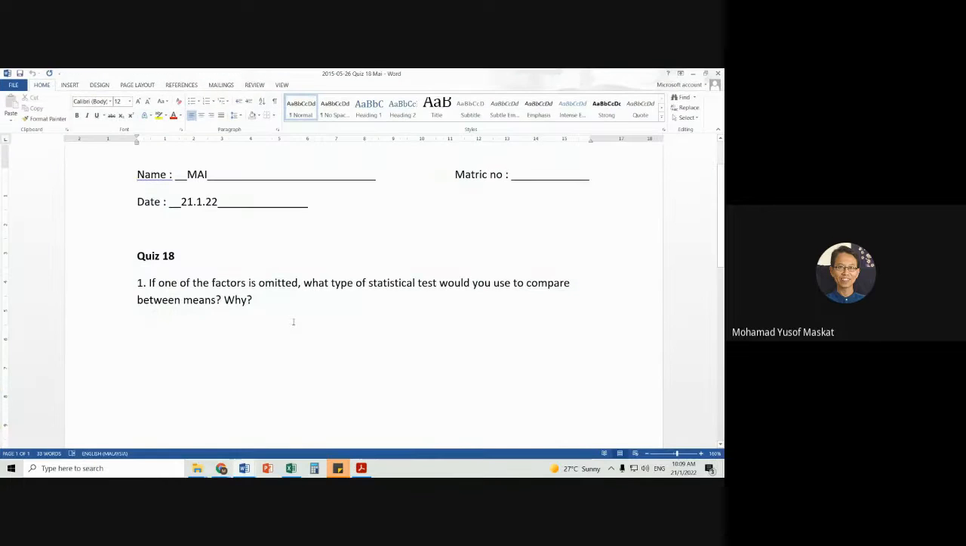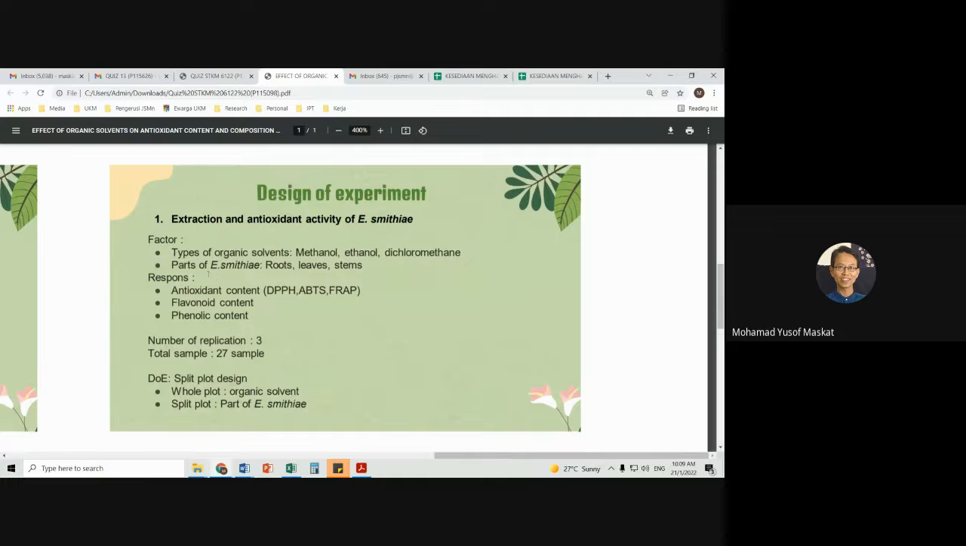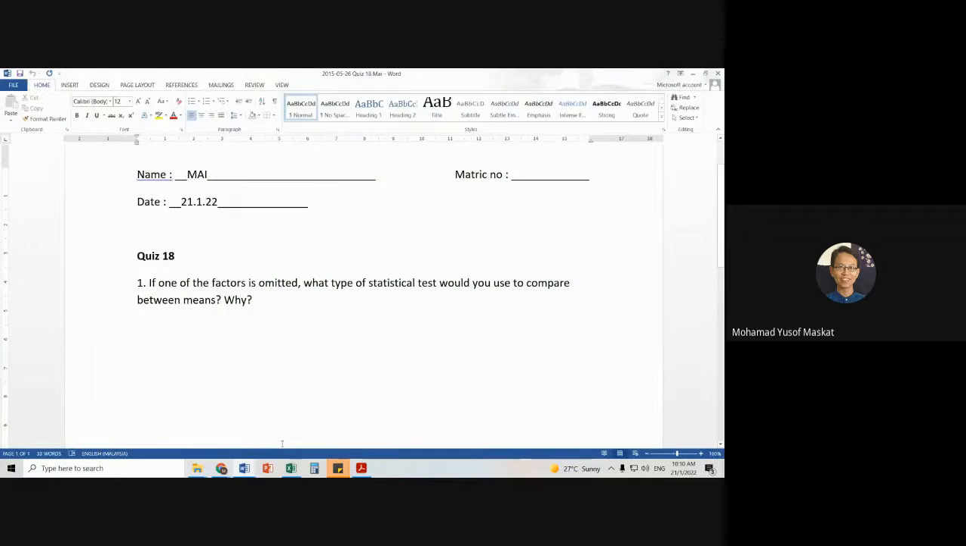So if one of the factors is omitted, what type of statistical test would you use to compare between means? If you were to omit one of the factors, for example, if you were to omit the parts, so now we only have one factor, one factor with three types. So the question is, what type of statistical test would you use to compare between means?